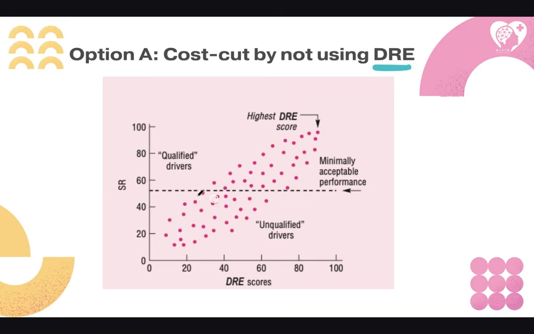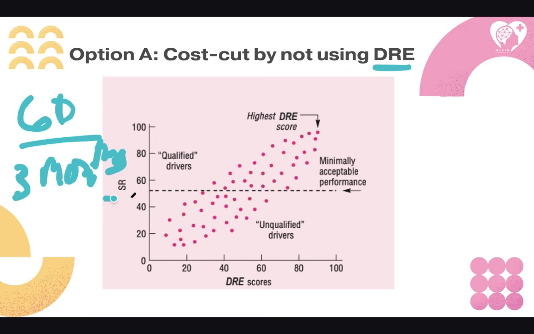So, if we do not use the DRE, technically everybody that applies, all the drivers who apply, which is 60 in this case, will be accepted. Then they undergo 3 months of probation and are only removed once the supervisor rates them as unqualified. That is the original process of hiring before the introduction of the DRE.